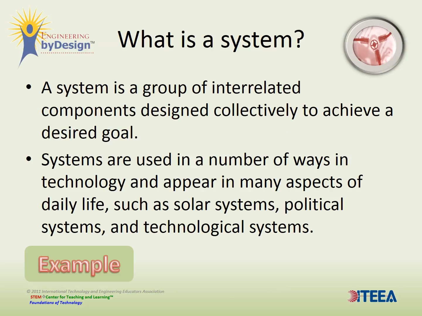What is a system? A system is a group of interrelated components designed collectively to achieve a desired goal. A system is a group of interrelated, so they go together. They're related somehow toward the function of what you want to have done. So they're interrelated components designed collectively, so they're working together to achieve a desired goal.